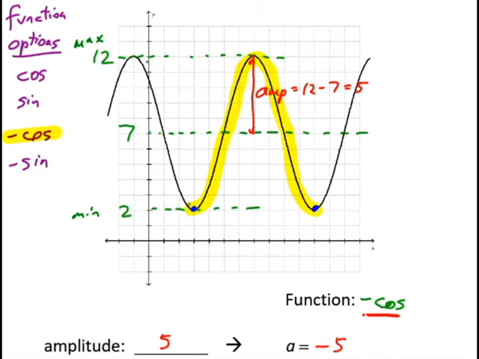Now for the horizontal piece. Here are the endpoints of the cycle. So our period is going to be the difference. We went from x equals 3 to x equals 11. So that is the period.